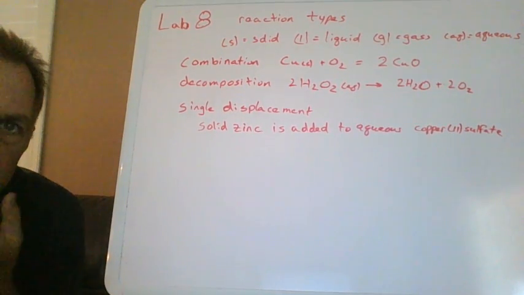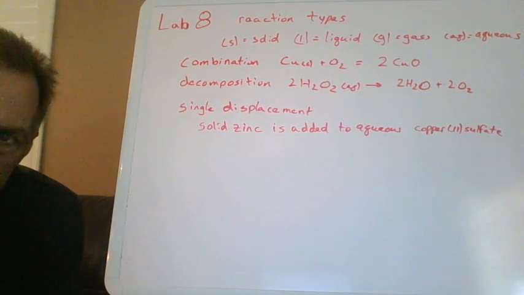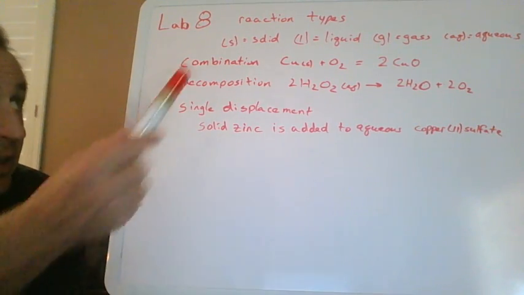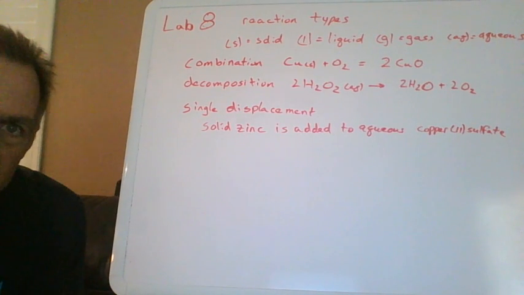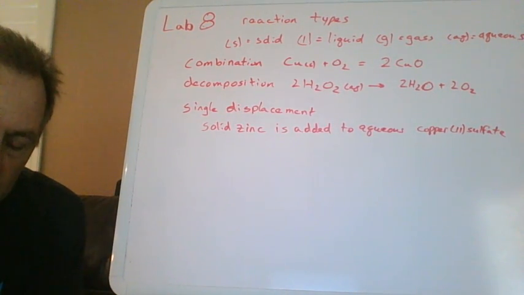All right, so Lab A was about reaction types, and there we learned how to write chemical reactions or equations, to take a description of a chemical reaction and then write out the equation in chemical symbols. So we learned that a solid is abbreviated with an S, a liquid with an L, a gas with a G, and aqueous with an AQ. And remember, aqueous means dissolved in water.